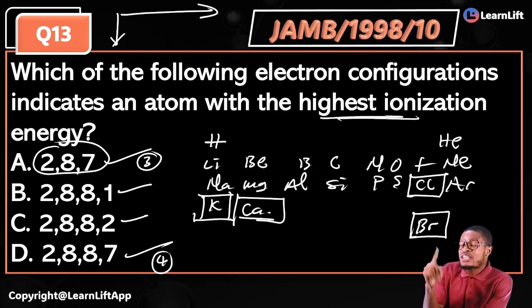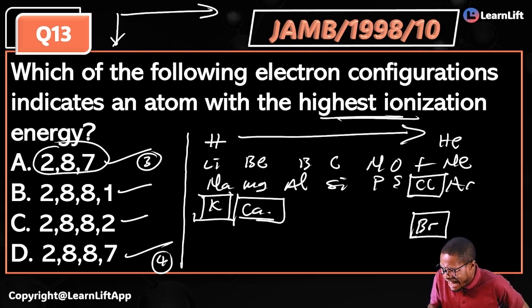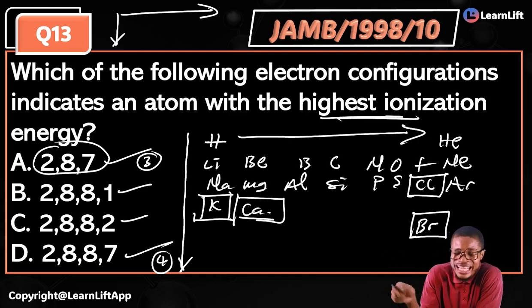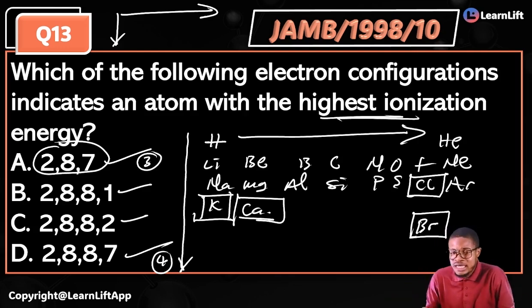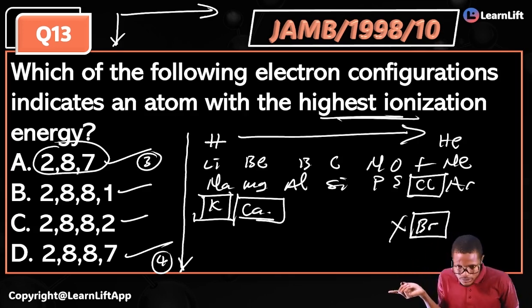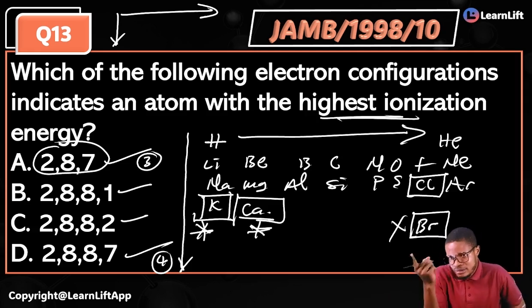We said that ionization energy increases across the period. So as you go across, ionization energy is going to be increasing, but it decreases down the group. The question says, which of the following electron configurations indicates an atom with the highest ionization energy? The lowest of them all is bromine, because it will decrease down the group. After bromine, it will be followed by potassium, which is number 2, because ionization energy will increase across the period. This is the one that we now have next.